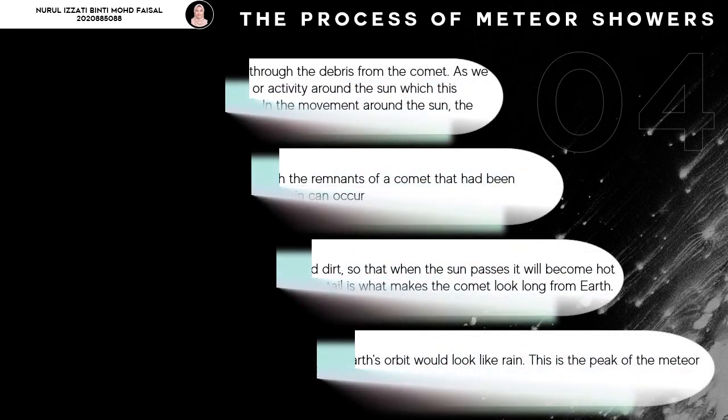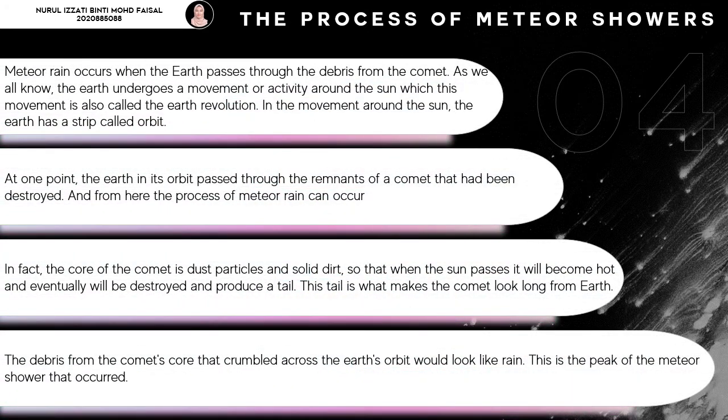The process of meteor showers. A meteor shower occurs when the Earth passes through the debris from a comet. As we all know, the Earth moves around the Sun, and this movement is also called the Earth's revolution. In its movement around the Sun, the Earth has a path called an orbit. At one point, the Earth in its orbit passes through the remnants of a comet that has been destroyed, and from here the process of a meteor shower can occur.